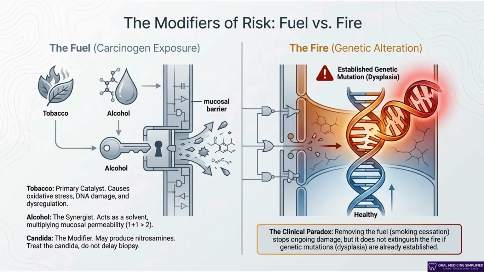Next, we must understand the difference between fuel and fire. Tobacco, alcohol, and areca nut are important carcinogenic exposures. They can damage the oral mucosa and create chronic irritation and contribute to genetic injury. These are the fuel, but the fire is the genetic and epithelial alteration that may already be established within the mucosa. This distinction is important because many clinicians ask only about habits and then feel reassured if the patient does not smoke or use tobacco.